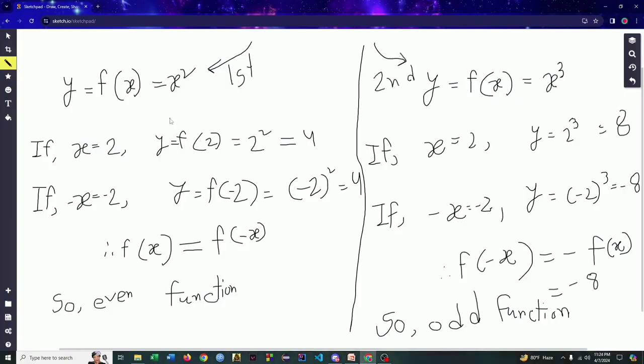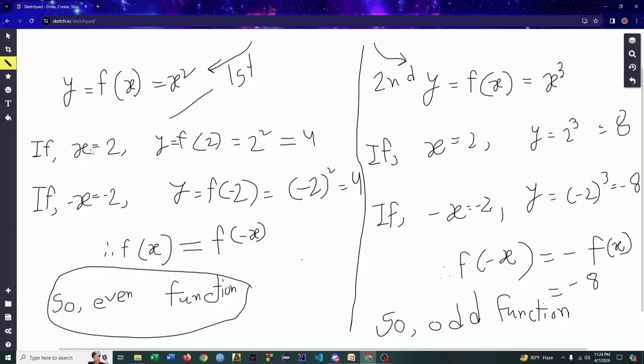Here are two functions. The first function is y equals f(x) equals x square, and the second is y equals f(x) equals x cube. In the definition of an even function, we saw that if f(x) equals f(minus x), then this is an even function. It means that if the result of f(x) for any arbitrary value of x is equal to f(minus x) for that arbitrary value of x, then that function is an even function.